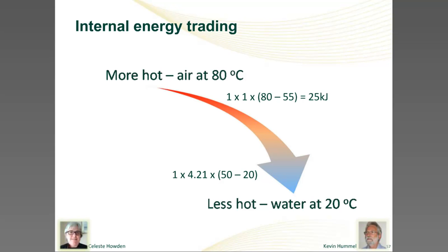If you want to heat water for the amenities, we might go from say 20 degrees to 50 degrees, and again putting the data into the same formula, we find we have 1 times 4.21 times the temperature increase of 30 degrees, which is 126 kilojoules available.